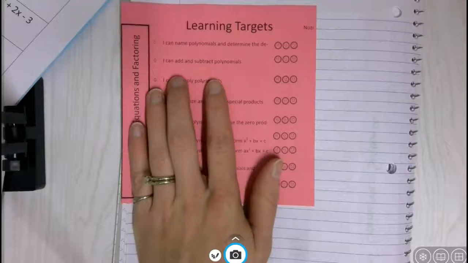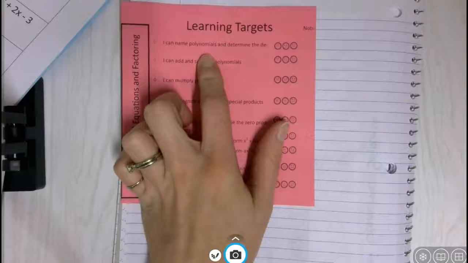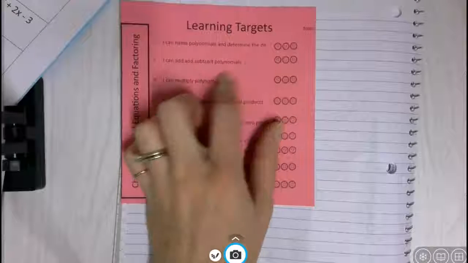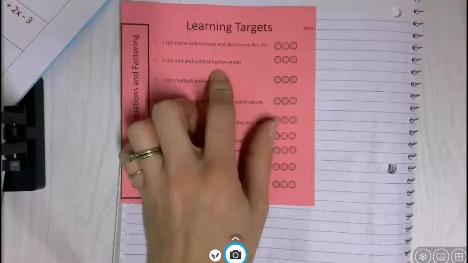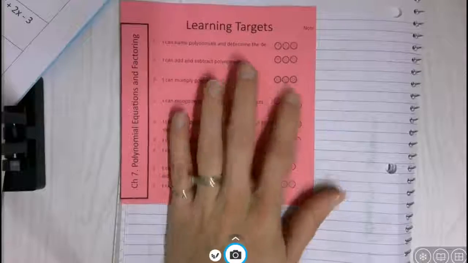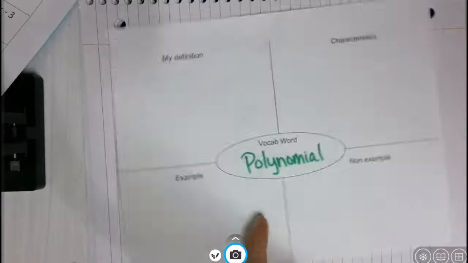So really today we're going to look at these top two learning targets. I can name polynomials and determine this should say degree. And then I can add and subtract polynomials. We're going to look at both of those two things. So the first thing we have to figure out is what is a polynomial.